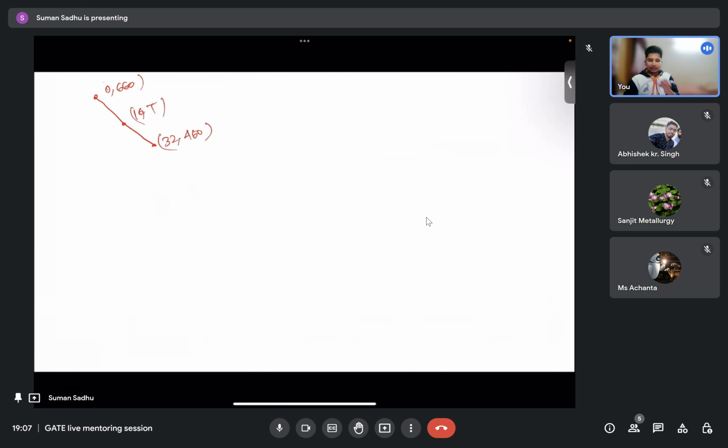This is a straight line. So if you calculate the slope of this straight line, the slope will be the same from this point to this point. Now if you calculate the slope using these 2 points, it will be 660 minus t, that is dy by dx, and at the bottom it will be 0 minus 16.